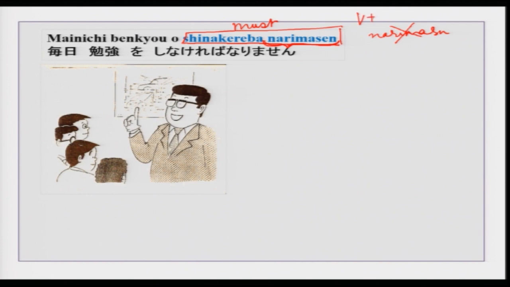So there is only this nakereba narimasen form with verb. So verb plus nakereba narimasen. Only this form is there in the negative, but it means must. You have to do it. You must do it. You should do it. It's compulsory. Mainichi gakko e ikanakereba narimasen. Mainichi kaisha e ikanakereba narimasen. Mainichi hatarakanakereba narimasen. So it is always in the negative, but meaning is positive.